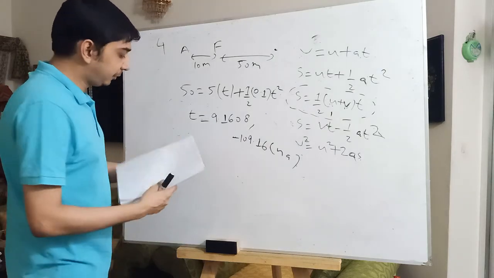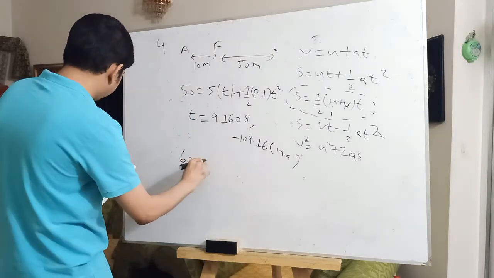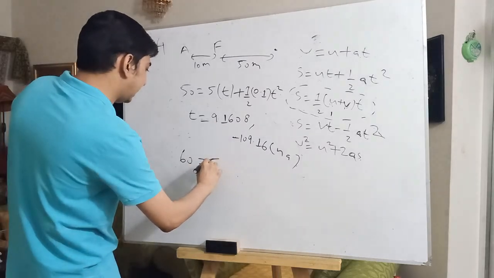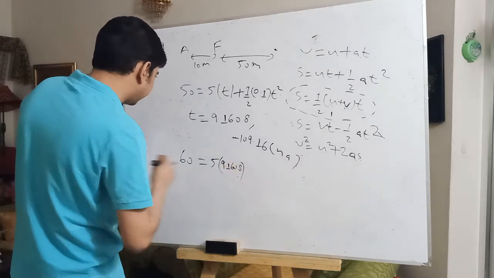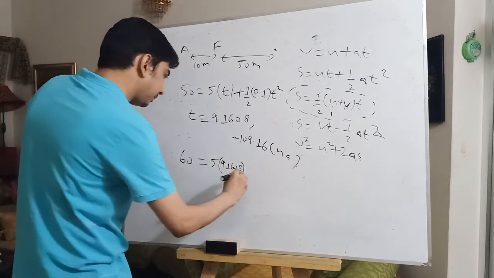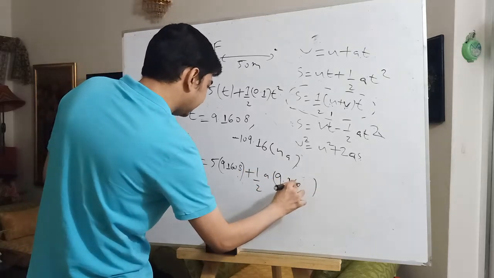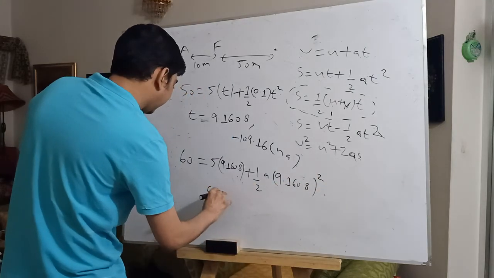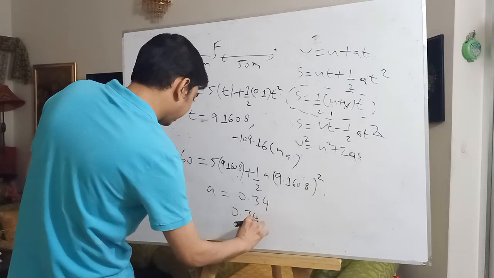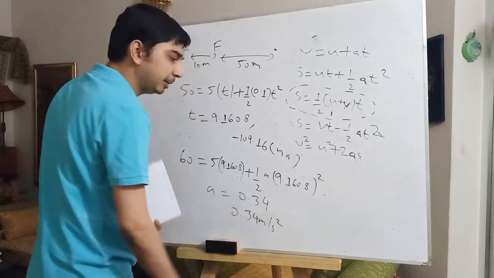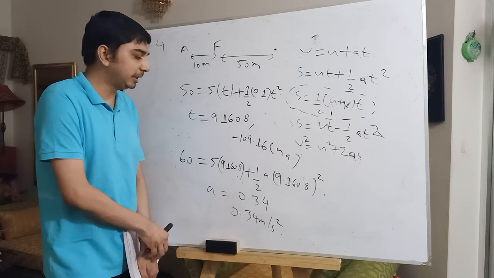Now again we'll use the formula s equal to ut plus half at square, but for Aisha. So Aisha has to travel 60 meters, and u is 5. You know the time, 9.1608, plus half a, 9.1608 whole square. So you find the value of a. The value of a will get us 0.34. So the acceleration for Aisha will be 0.34 meters per second square. Okay. And you actually observe that this acceleration is greater than 0.2, and you can actually get that directly from common sense.